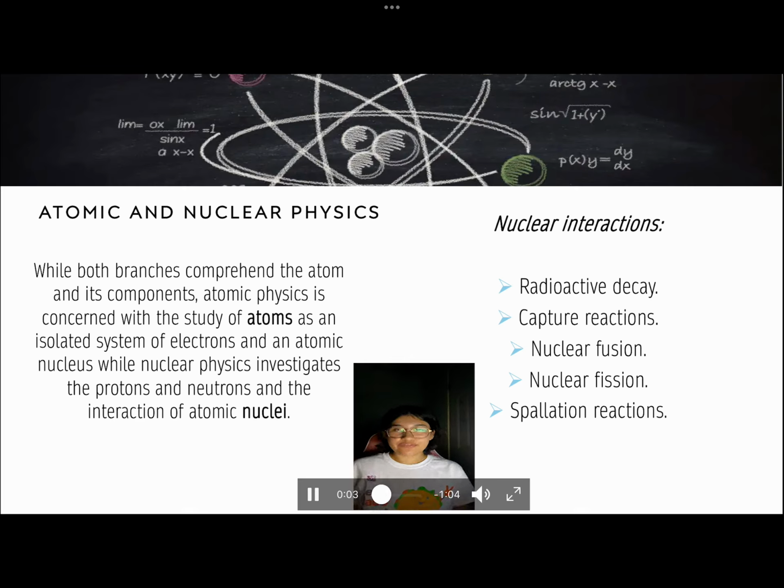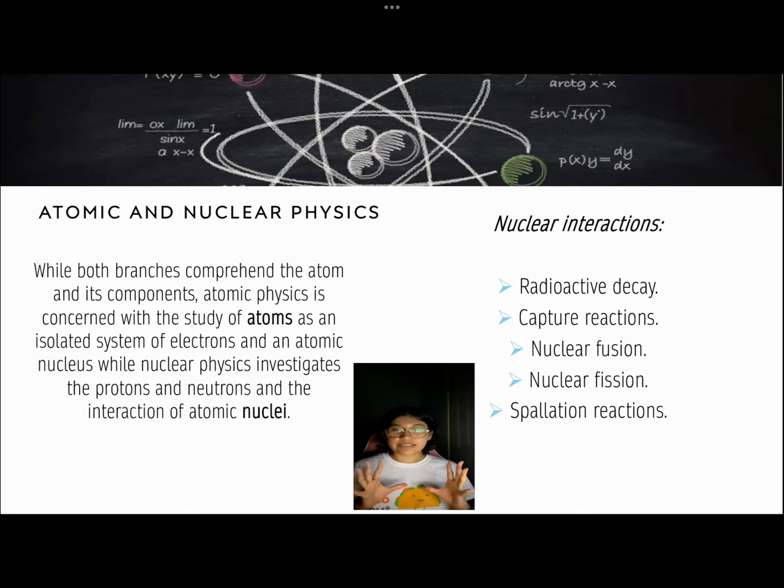About atomic and nuclear physics, both branches comprehend the atom and its components. Atomic physics is more focused on the study of atoms as an isolated system of electrons and an atomic nucleus. So it mostly comprehends the electrons in the atom, while nuclear physics focuses more on the atomic nuclei and all of its interactions, how it behaves and how it affects other systems, and it also investigates protons.